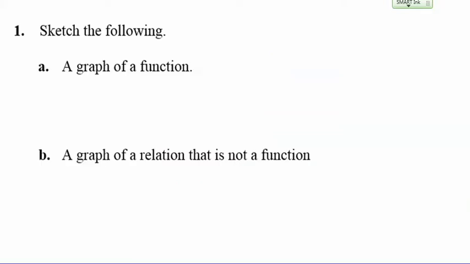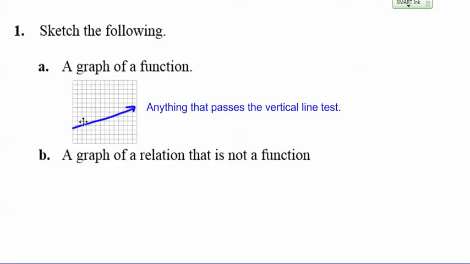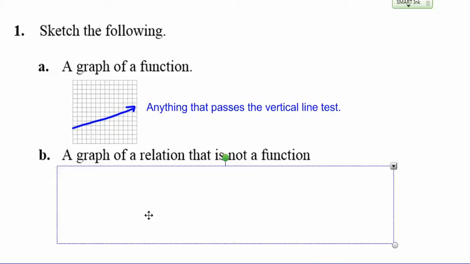Here we go. All right, so first of all, we're asked to sketch a graph of each of these situations. So a function. Okay, so I went ahead and drew a line. And really, you could have drawn anything that will pass the vertical line test. And we'll get more into what the vertical line test is later on. But I think you guys know how to use it.